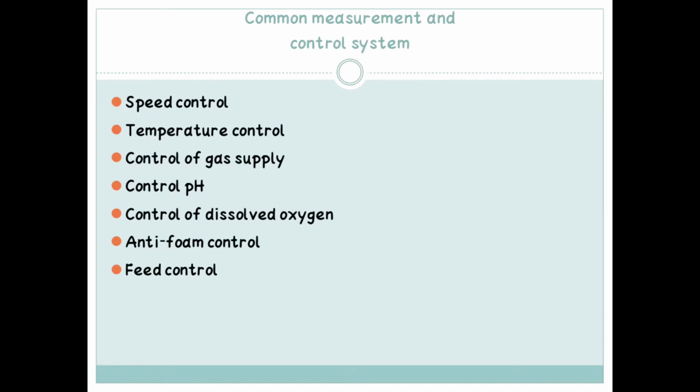Common measurements and control systems: speed control, temperature control, control of gas supply, control of pH, control of dissolved oxygen, antifoam control, feed control.